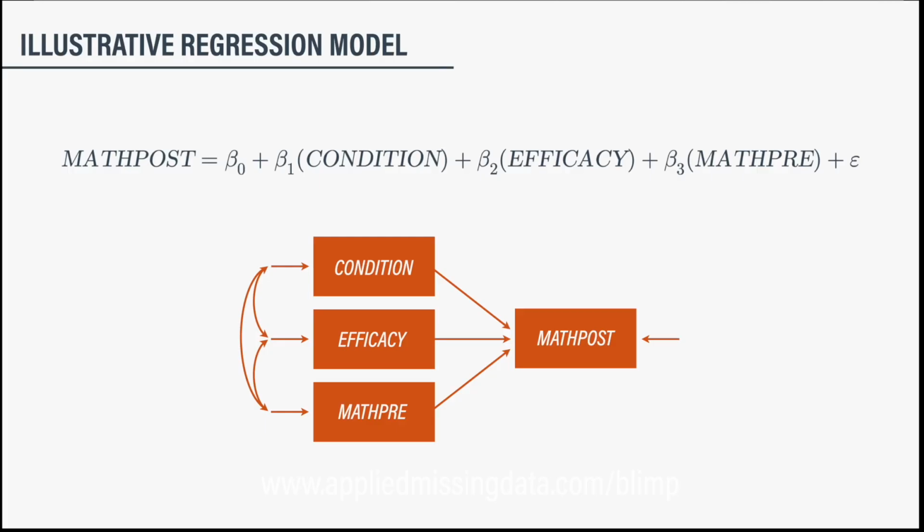So let's jump in and take a look. To provide a context, consider an educational intervention targeting math achievement. The multiple regression model shown here features three predictors: a dummy variable coding to experimental conditions, math self-efficacy, and pretest achievement scores. In the path diagram, straight arrows denote regression coefficients, and the curved arrows reflect associations among the predictors. Self-efficacy and the post-test scores have missing data.